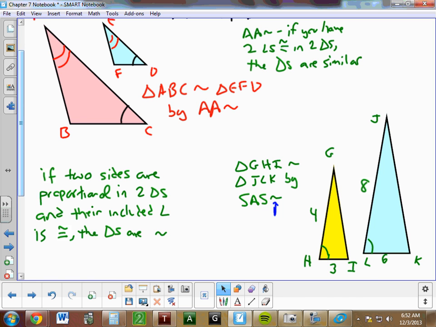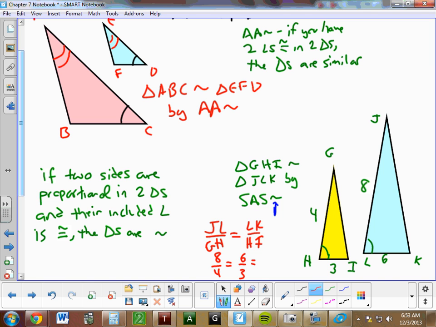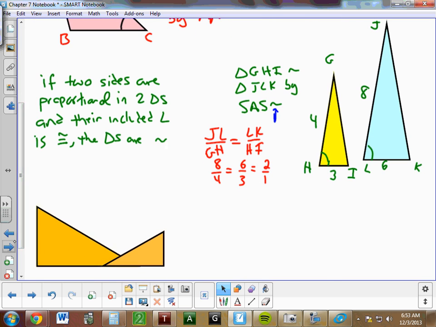Now I realize that I didn't show that the sides are proportional, but if I showed that JL and GH were the same as LK and HI, I would be able to show that 8 over 4 equals 6 over 3, which both equal 2 over 1. So that's why that's similar. If you had shown it the other way, where GH over JL and you'd gotten 1/2, that's okay. So if you're just showing things that are proportional to each other, that's a perfectly fine way to show it. So you got that. The last one is side, side, side, which is pretty self-explanatory at this point.